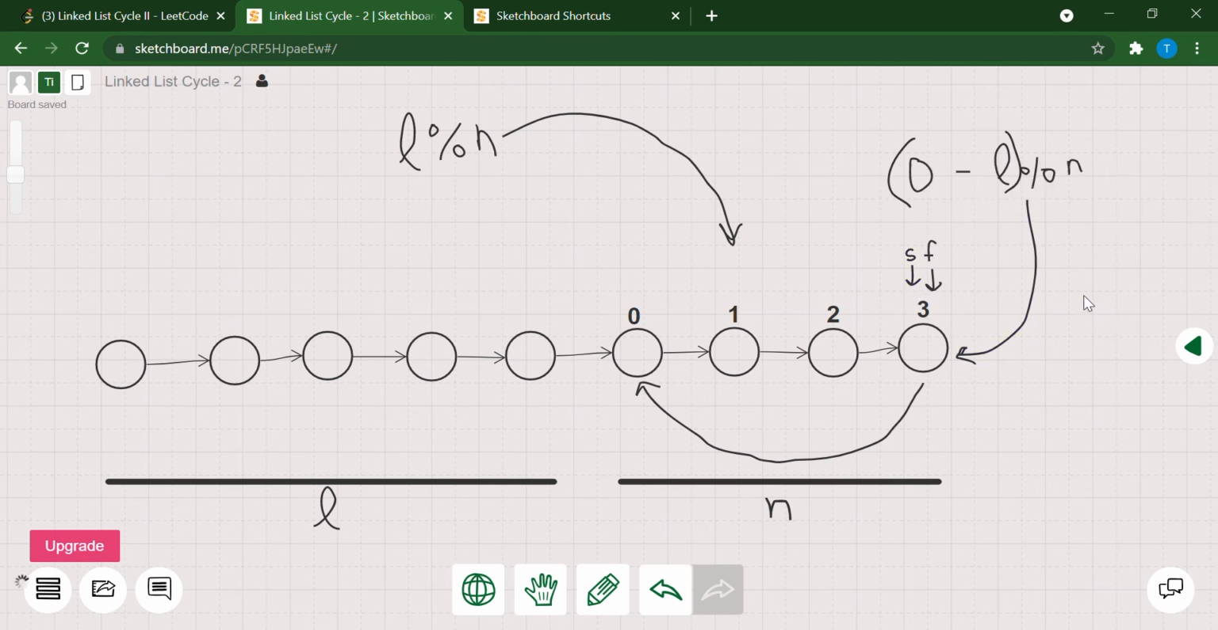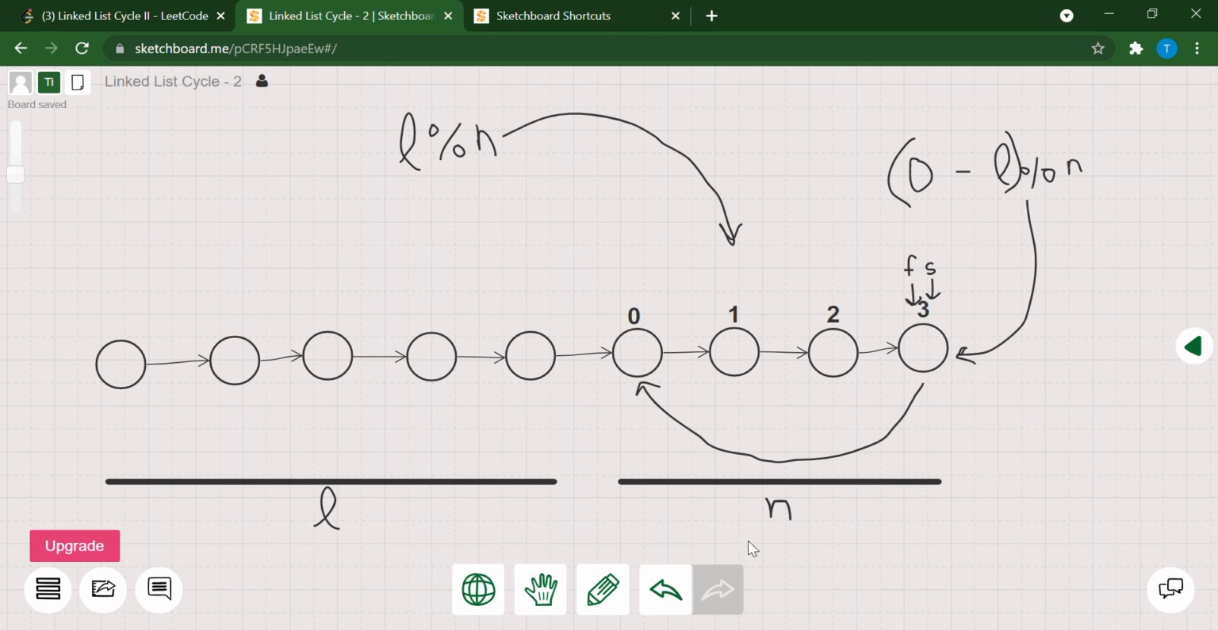But before I do that, I just want you to recognize how far away this fast pointer, or any of these pointers, are from the node that we need to return. How far are they from this node? They're just one node away, right? If they just move one step, they'll reach this. And what is that one?